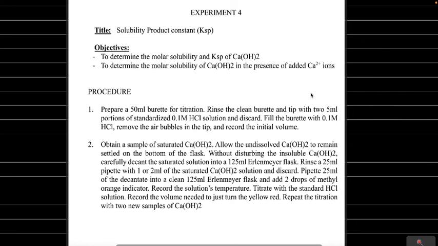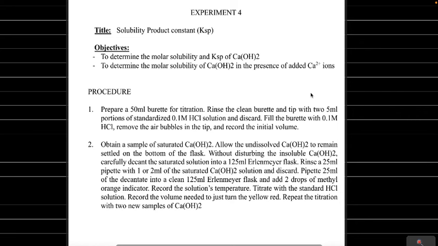Okay, let me put it this way. KSP is mostly used for sparingly soluble salts. A sparingly soluble salt is a solid that, when it dissolves in water, is going to dissociate partially. Calcium hydroxide in this case is not really a salt, but is a solid that when it dissolves in water is going to dissociate or dissolve partially, right?